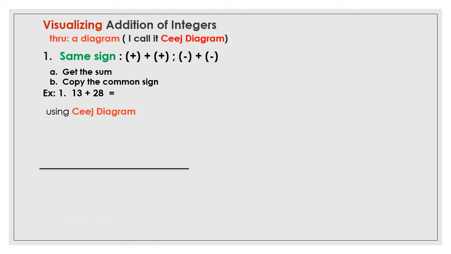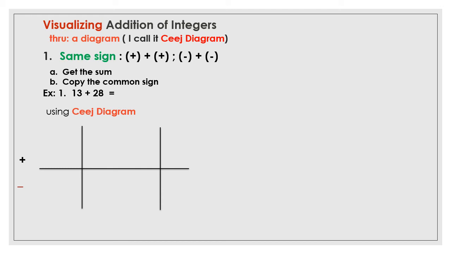diagram, ito yun na. You draw a horizontal line. And the plane is now divided into two parts. The upper portion representing the positive integers, and then lower portion for the negative integers. Then we draw the vertical lines.